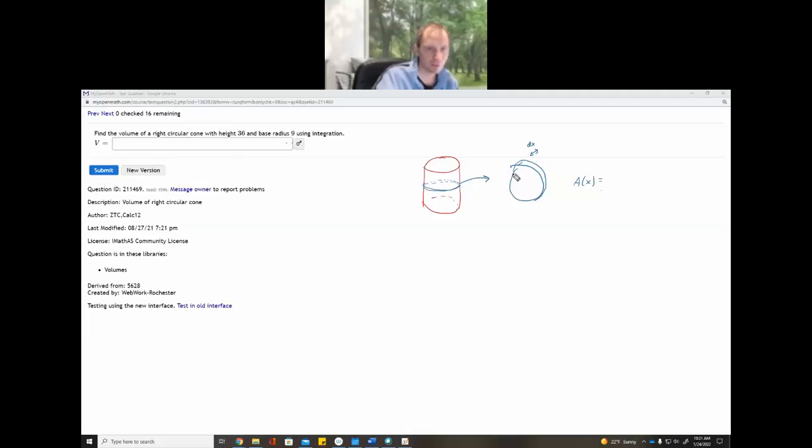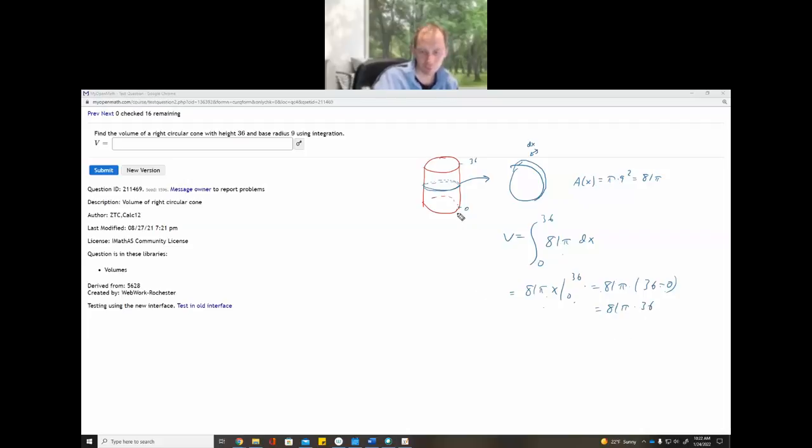If the radius is 9, pi r squared is 81 pi. So my volume is going to be the integral of that area function, 81 pi, from x equals 0 up to x equals 36. This one is a little easier to work with, because I'm integrating a constant. So I get 81 pi times 36 minus 0, so 81 pi times 36.